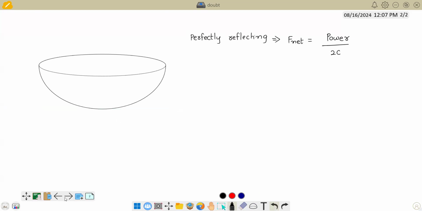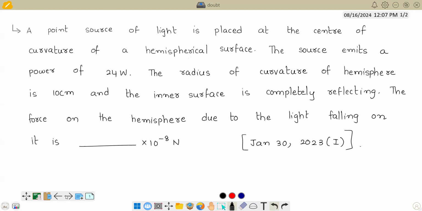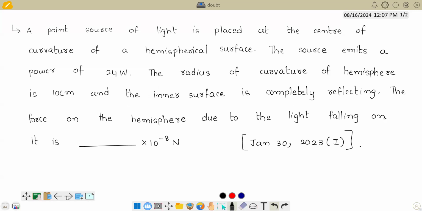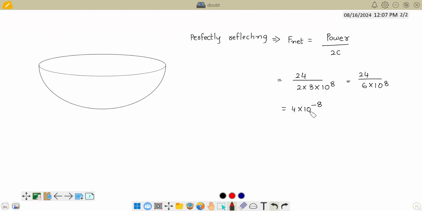So power divided by 2c, what is the power given in the question? The power is given as 24 watt. So 24 divided by 2 into 3 into 10 power 8. So you will get basically 24 by 6 into 10 power 8. So you'll get 4 into 10 power minus 8. So the answer would be 4.